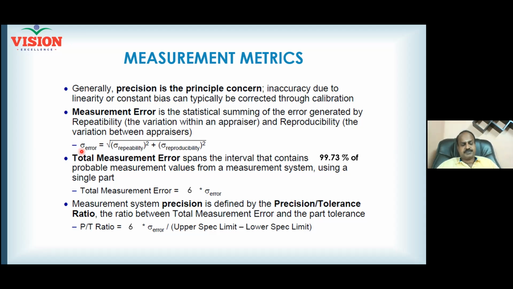Yes or no? Yes, sir. Right. And now, one sigma is known. The total error is 6 times sigma. Now this sigma will include repeatability also, reproducibility also, because I have combined here. And now, when I multiply this sigma by 6, that is called the total measurement error. Total measurement error is otherwise called precision error.